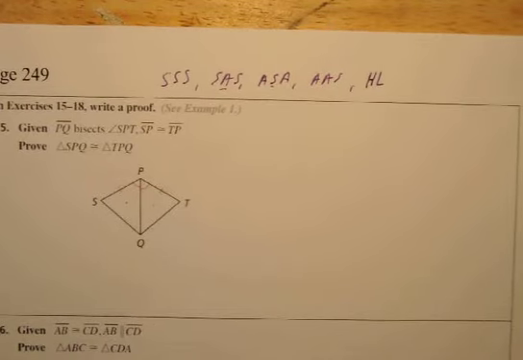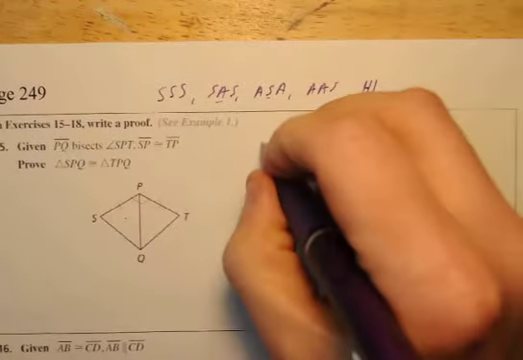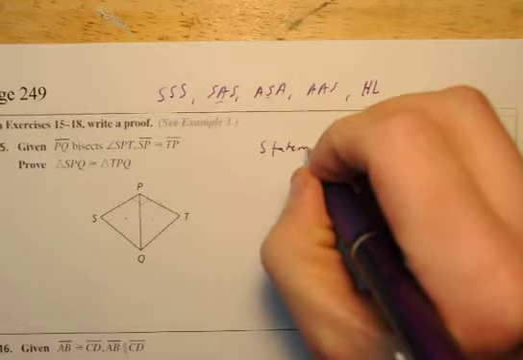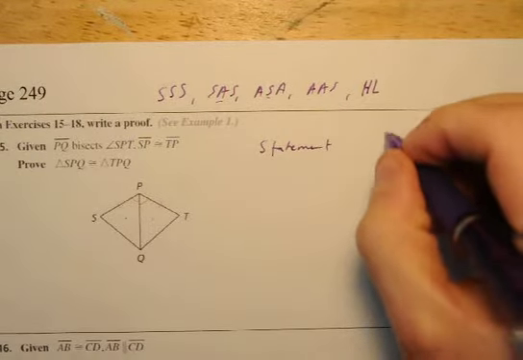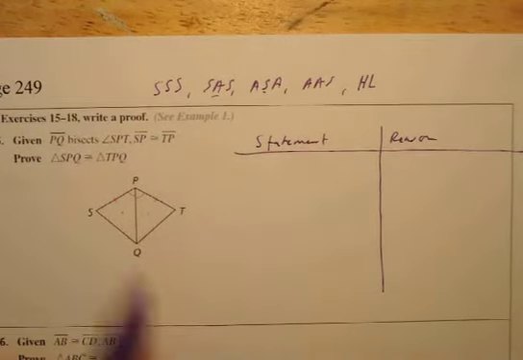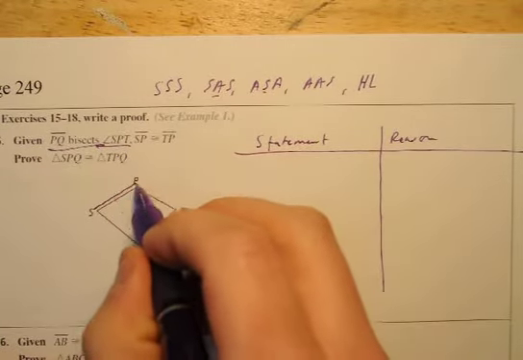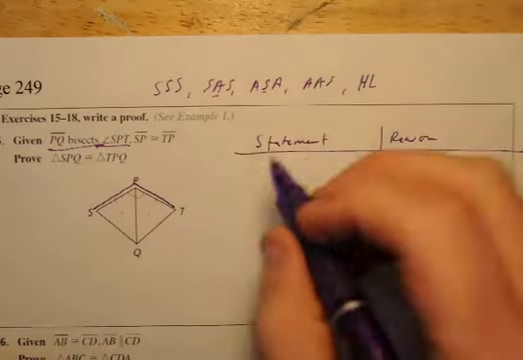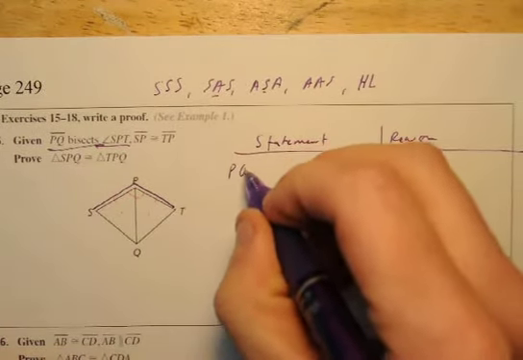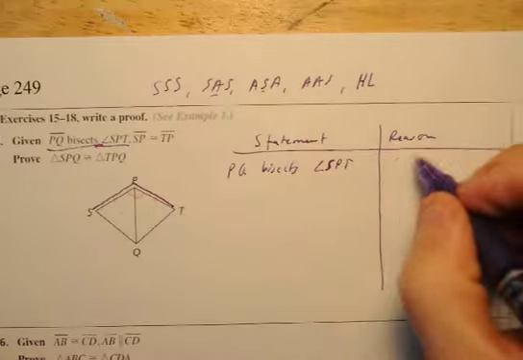Alright, so here we go. We'll start it off. And by the way, odds were 2-column proofs, and evens were paragraph proofs. So we're going to do 2-column proofs. Statement and reason. Alright, we'll start with our givens. The first given is that SPT, that's this angle right here, is bisected. So we'll start with stating that PQ bisects angle SPT.